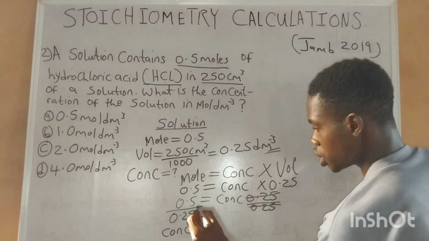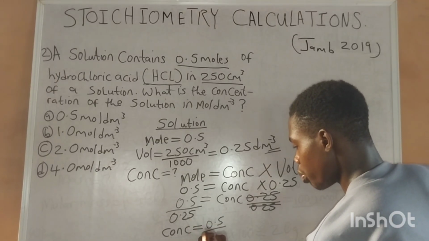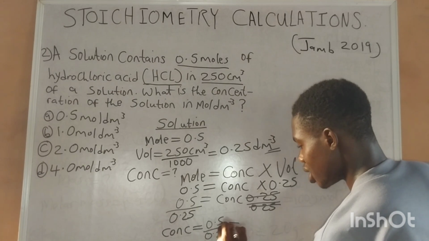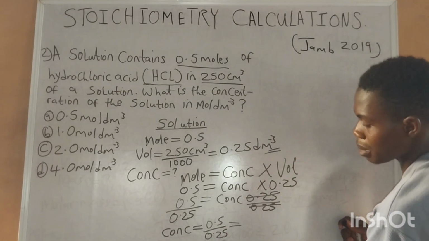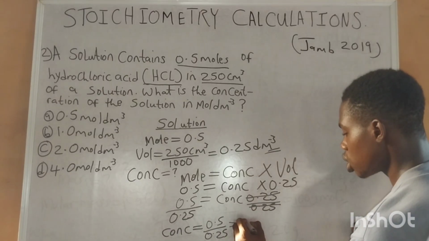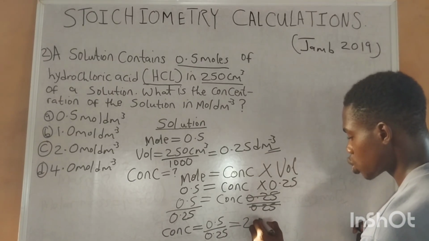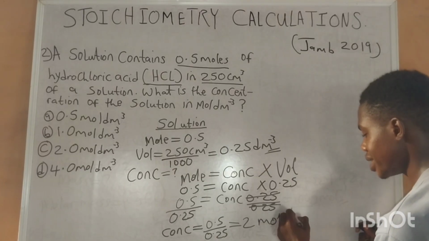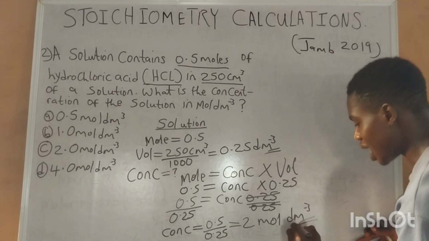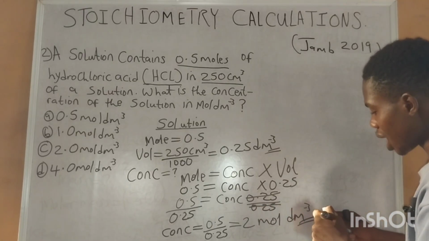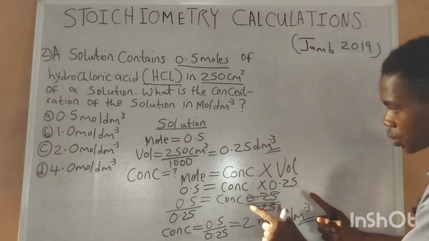So concentration equals 0.5 divided by 0.25. So this is what we are going to do now. Of course 0.5 divided by 0.25, you get 2 mole per dm cube. So this is our final answer for this particular question.